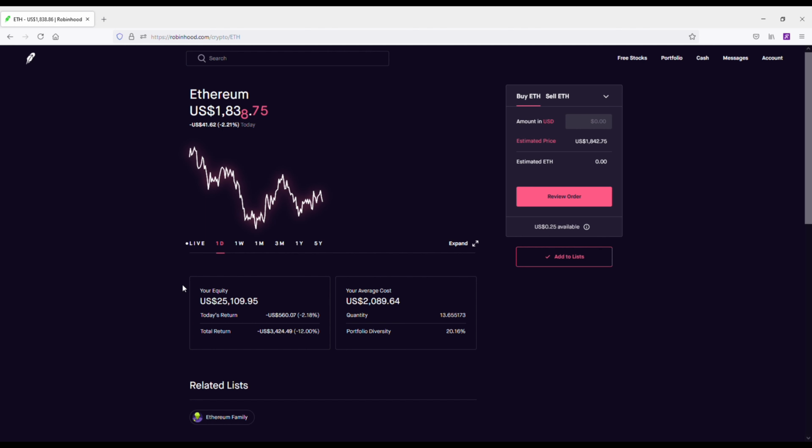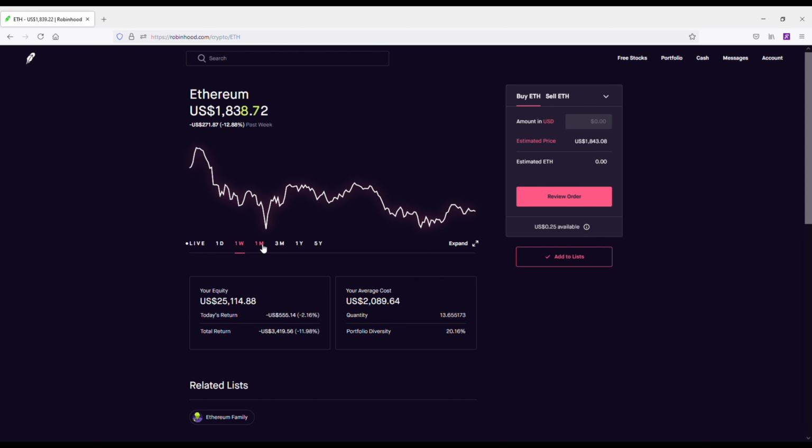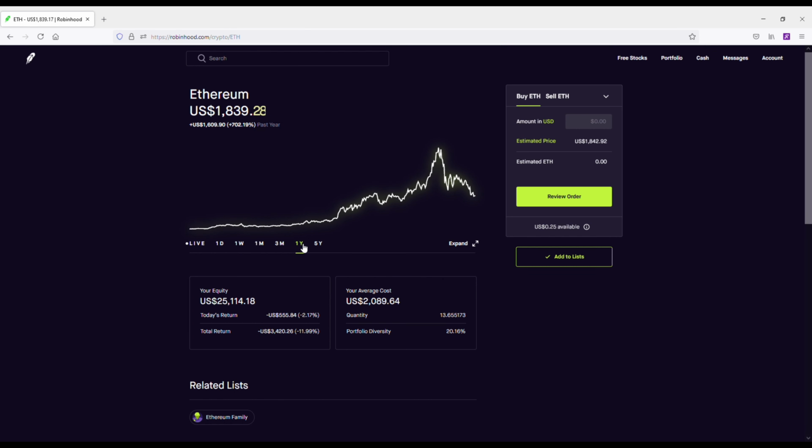All right, so let's start things off here talking about Ethereum. Now, you can see I currently own some of this. I'm down on my position right now. But some of the basic features on Robinhood, you can pull up the price charts based on the 1 day, the 1 week, the 1 month, 3 month. They also have the live price, which is pretty cool. Other than that, you've got some basic buying and selling orders. You've got market orders, limit orders. So that's all good, right?